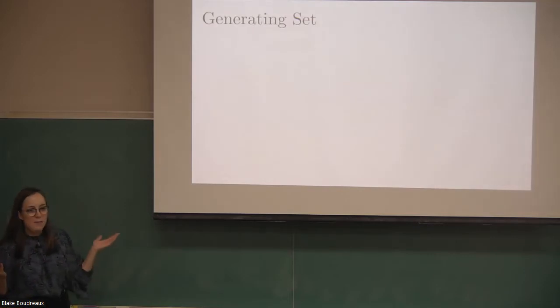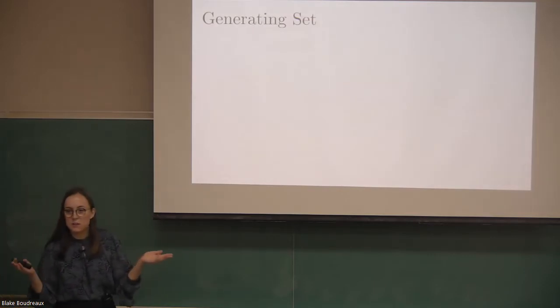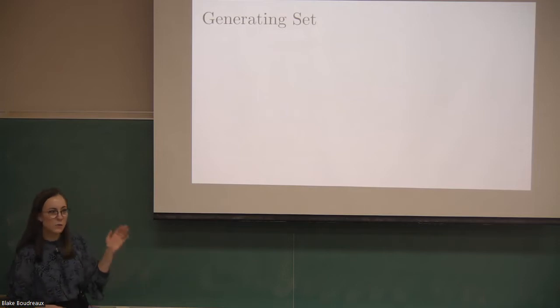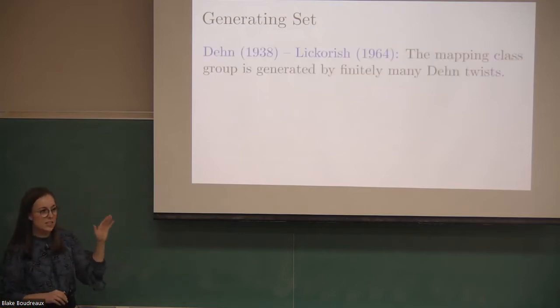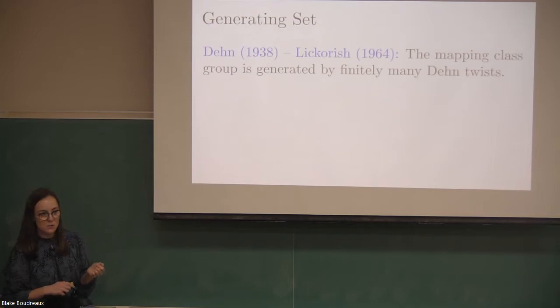So I told you that I have a group, but what's a group without a generating set? So one of the great results by Dehn and Lickorish is that you can generate the mapping class group using finitely many Dehn twists. So let's define a Dehn twist. We're going to do this by an example.